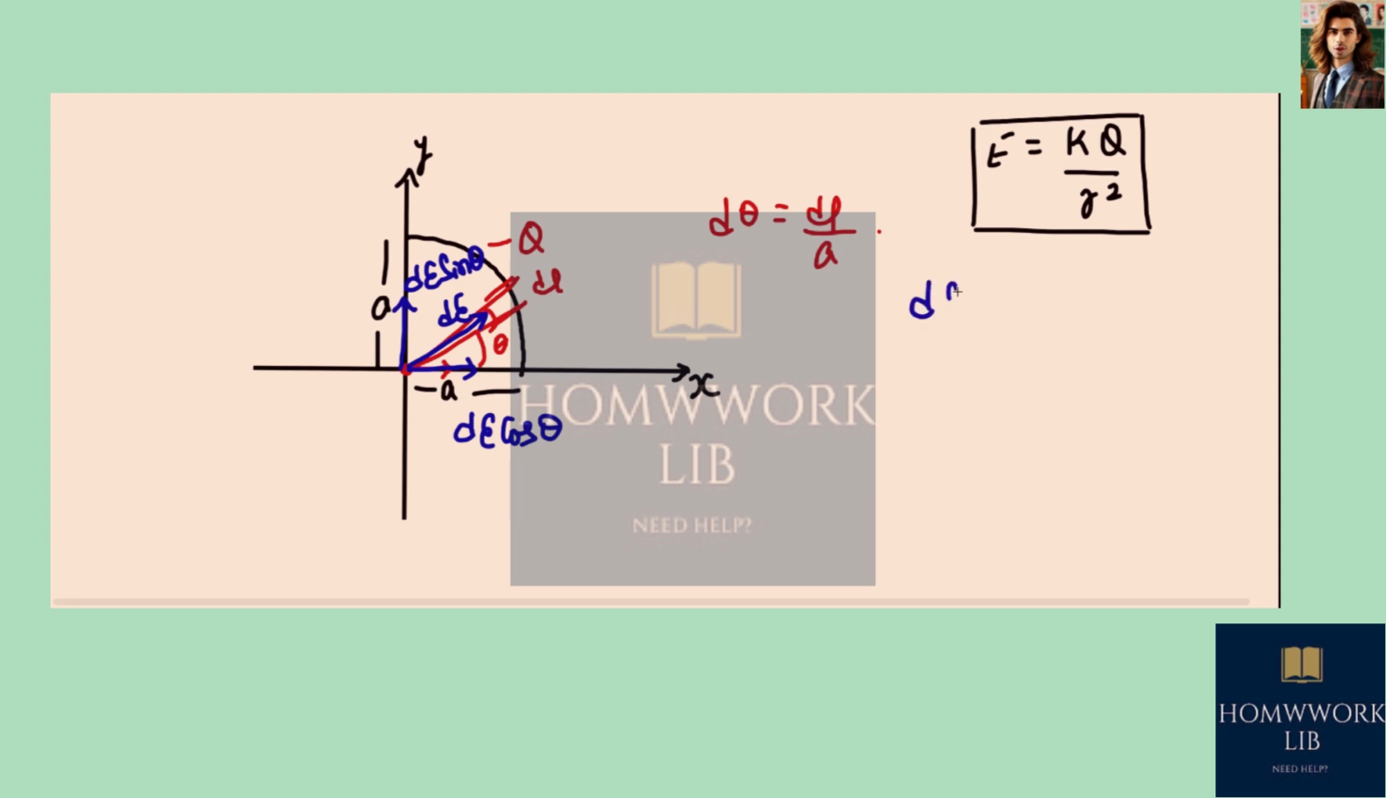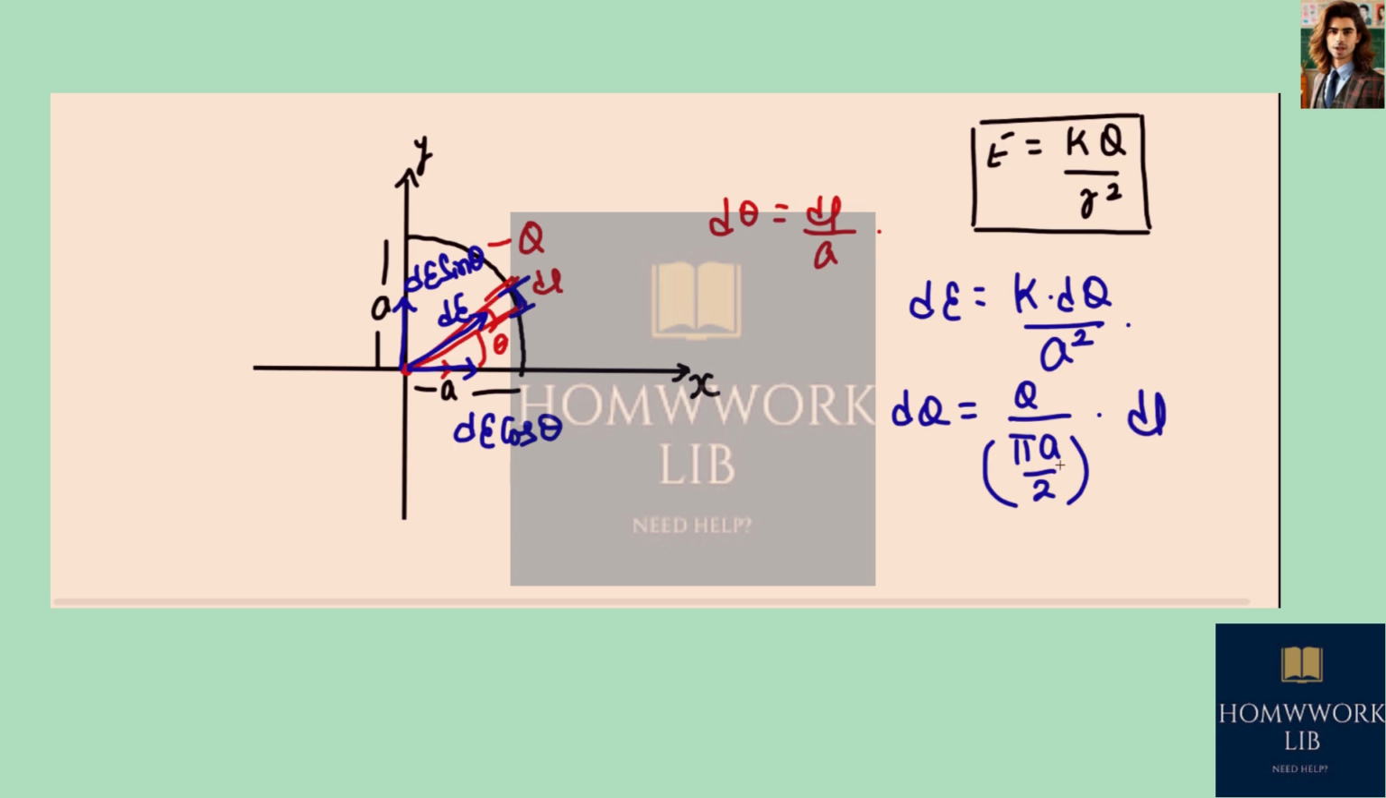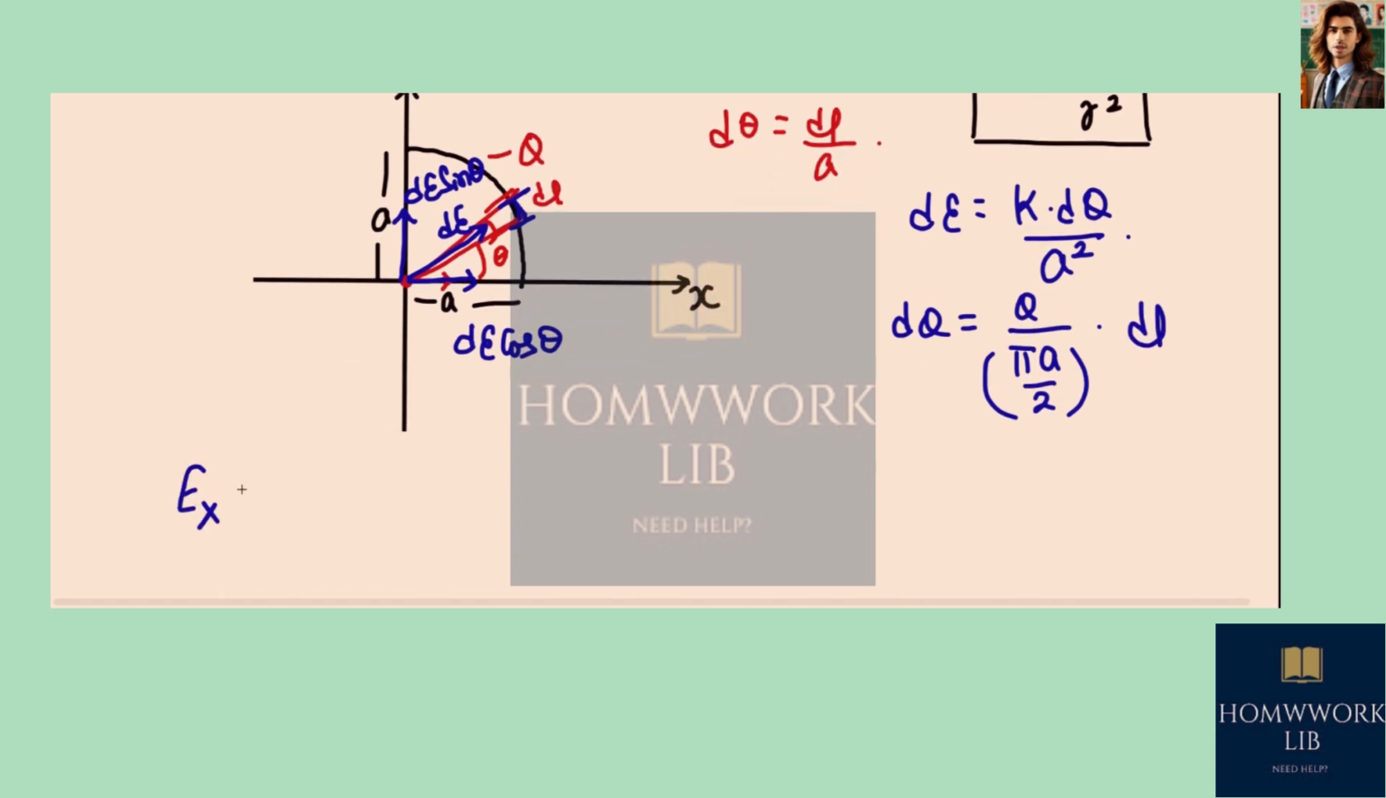So we observe that dE will be equal to k times small charge, that's dq over a square. And we can observe that dq will be the charge that's present in this element of length dl. So that will be total charge per unit total length, that's pi a by 2, times its length, that's dl. And now we can get the electric field along x direction by integrating dE cos theta. So that will be integral of, instead of dE, let's make the substitution, k by a square into dq, which is q over pi a by 2 into dl.